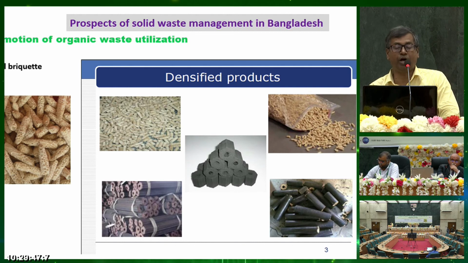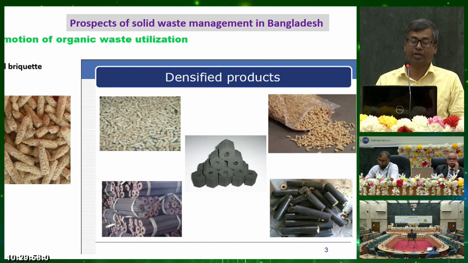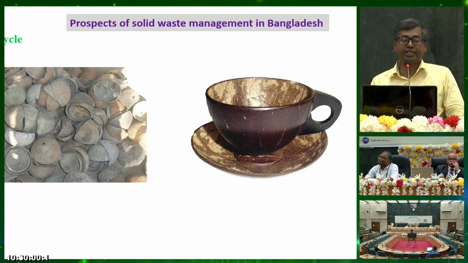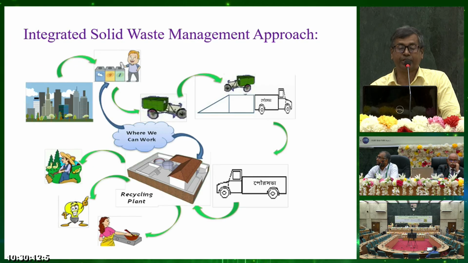From the agro waste, we can prepare densified fuel briquettes. In our country, the rice husk briquette is popular, and we can recycle it. You know that this is coconut dust, coconut waste, and we can prepare something like a cup from the coconut waste, so we can recycle or reuse it.